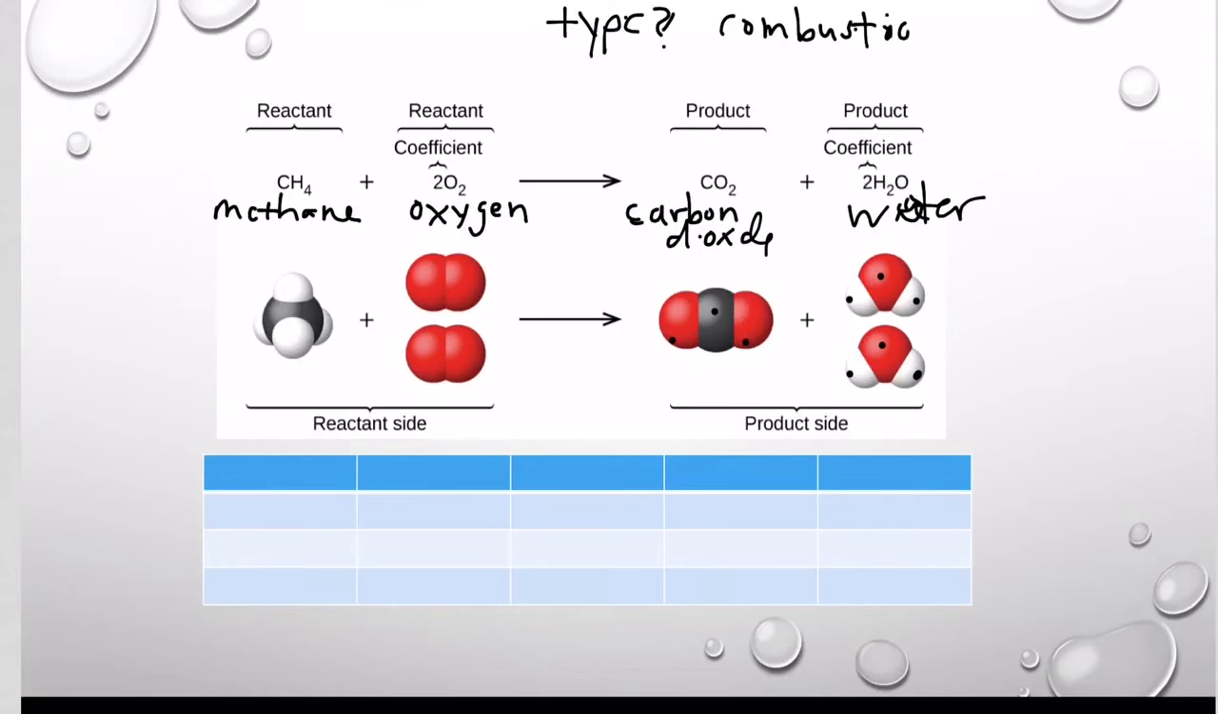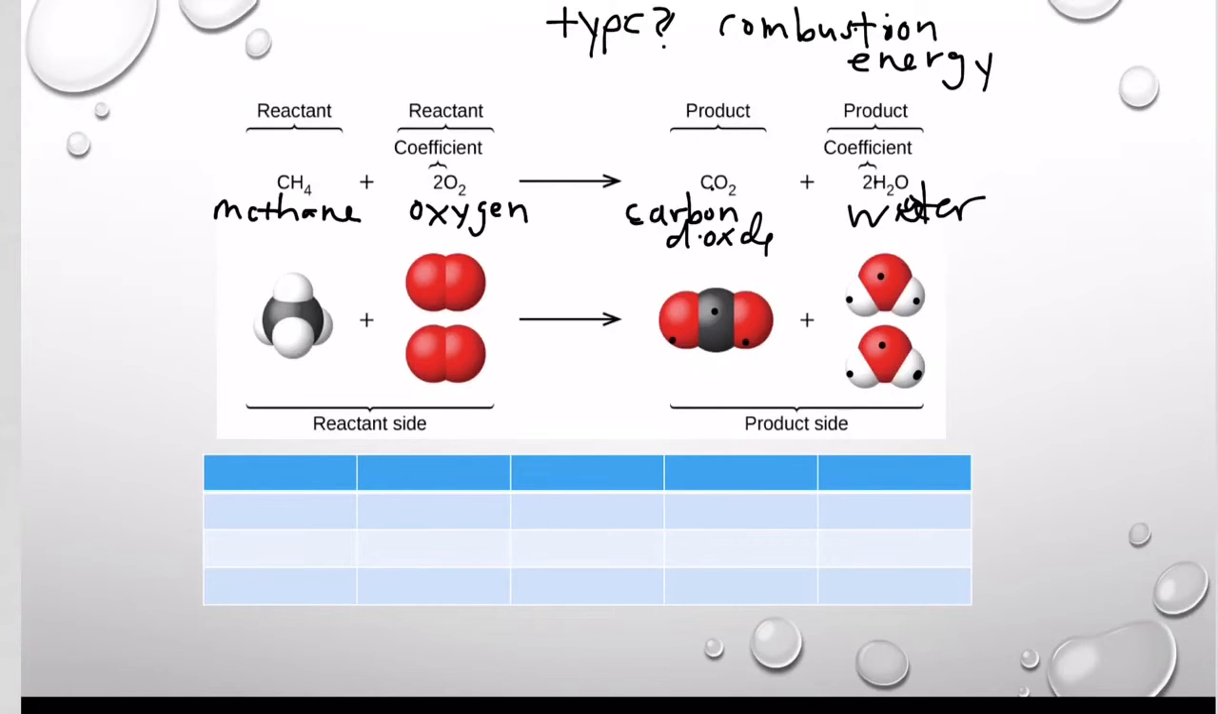And of course, if it's a combustion reaction, then that means we're also getting carbon dioxide and water, and we're also getting some sort of energy out from it. Combustion reactions always have that. But let's actually start looking at the models that I have here.